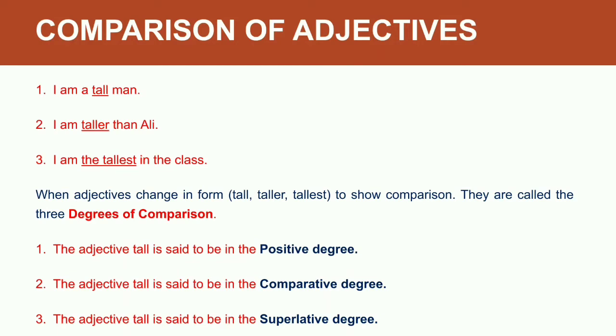Now, what are those three degrees of comparison? The adjective tall is said to be in the positive degree. In the second sentence, I am taller than Ali, the adjective taller is said to be in the comparative degree. In the third sentence, I am the tallest in the class, the adjective tallest is said to be in the superlative degree.